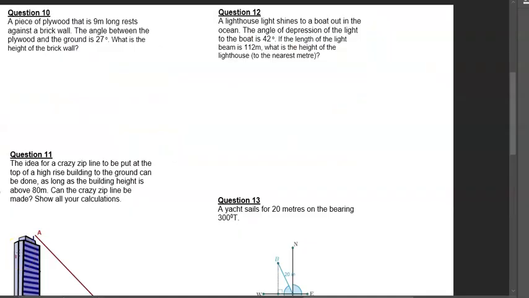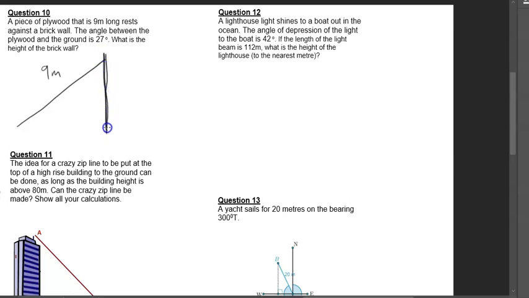Alright, question 10. A piece of plywood that is 9 meters long rests against a brick wall. The angle between the plywood and the ground is 27 degrees. What is the height of the brick wall? So let's draw this out. We have a plywood that is 9 meters long, and this rests against a brick wall. So obviously a brick wall is vertical.